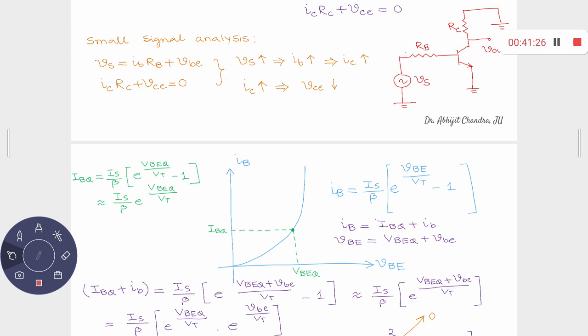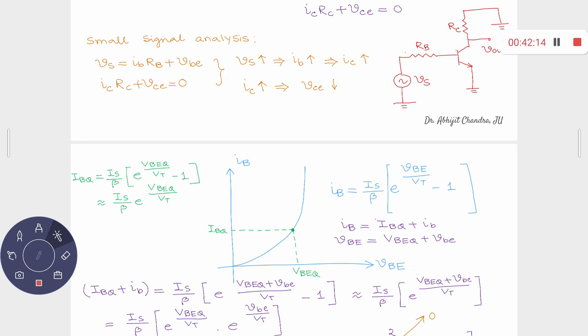What is the IV characteristics? The IV characteristics of such a device, VB versus IB, look something like that. And you know what the formula is. Suppose this is my VBQ, the DC base emitter voltage for which the corresponding base current is represented by IBQ. You know the formula, VB is equal to VBQ plus IBQ RB. What is the relation? This IBQ is given by IS by beta e to the power VBQ by VT minus 1. Approximately that can be written as IS by beta e to the power VBQ by VT, because that part is very, very large with respect to unity. Okay?